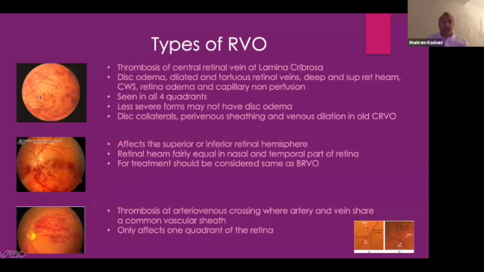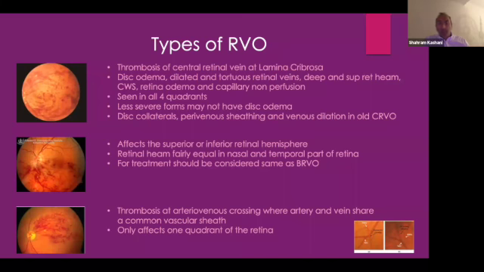As we mentioned, in a central retinal vein occlusion, the thrombosis is of the central retinal vein at the lamina cribrosa. You tend to see a swollen optic disc. Often it's quite difficult to delineate the optic disc. You see a very tortuous venous system in the eye, and you can also see very deep intraretinal hemorrhages within the eye, and normally hemorrhages are present in all quadrants.